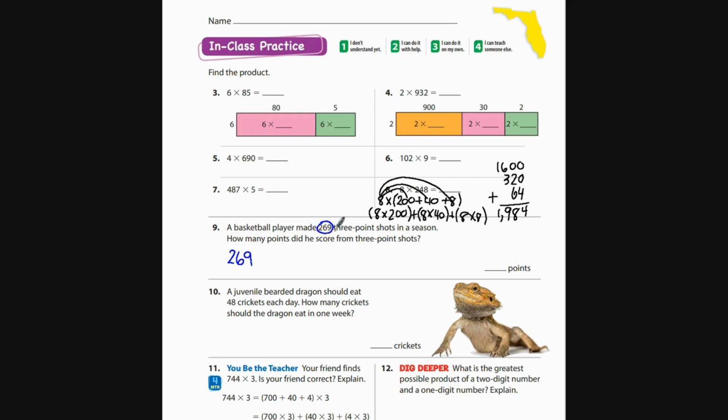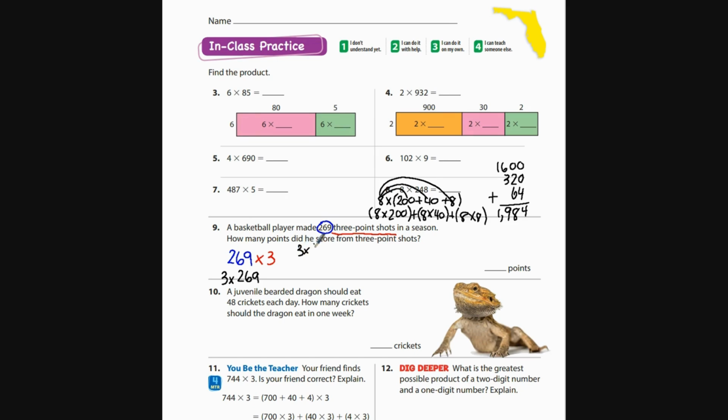Let's see, 269 3-point shots. Wait a minute. That means that every time he made a shot, those shots were each 3 points. That means I need to multiply. Each shot was 3 points, so it's times 3 because he made 269 of them. So now this is my equation. Okay, we're going to switch our numbers around and we're going to do 3 times 269. Now let's break it down even more.